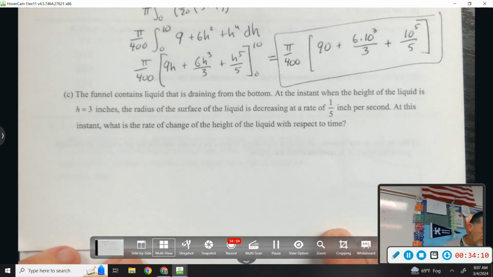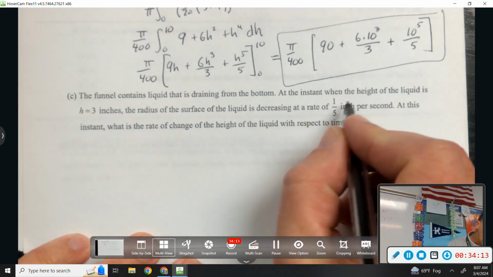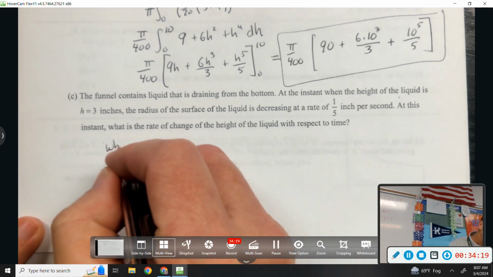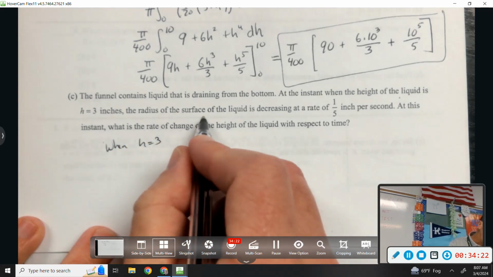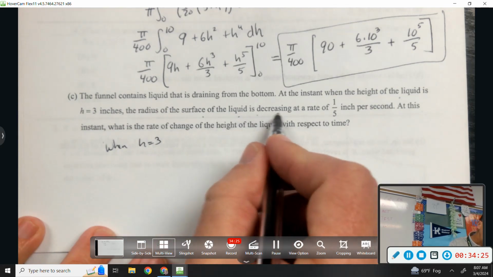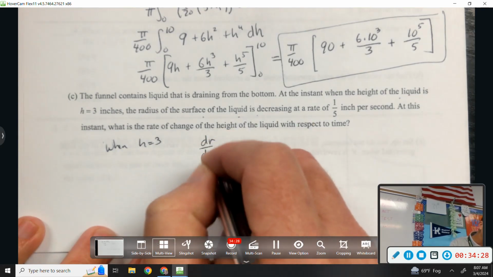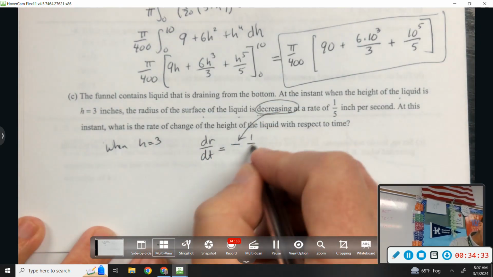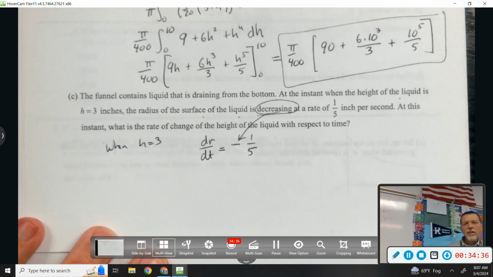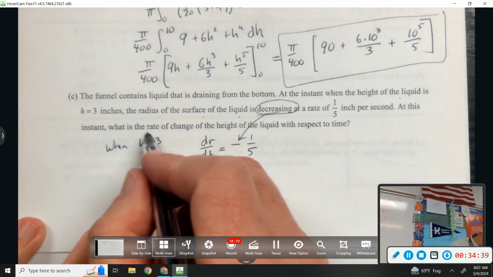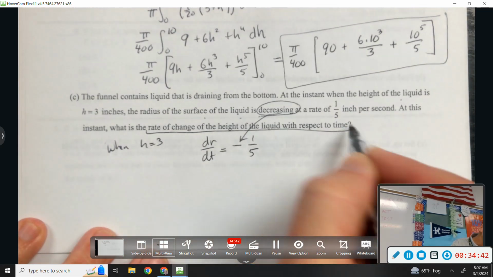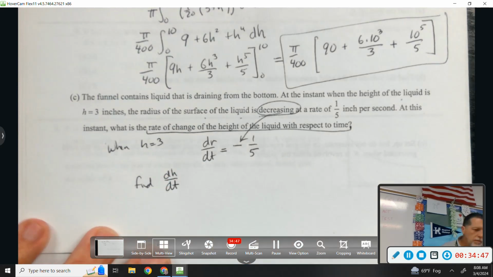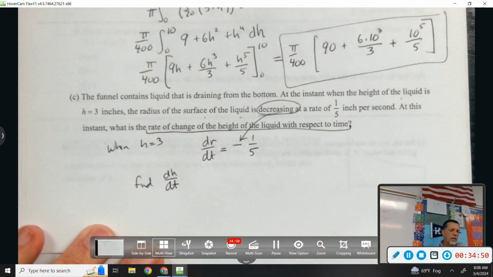Part C. The funnel contains liquid that is draining from the bottom. At the instant when the height of the liquid is 3, h equals 3, the radius of the surface of the liquid is decreasing at a rate, so dr dt is negative because decreasing, 1/5 inches per second. At this instant, what is the rate of change of the height of the liquid with respect to time? So find dh dt.